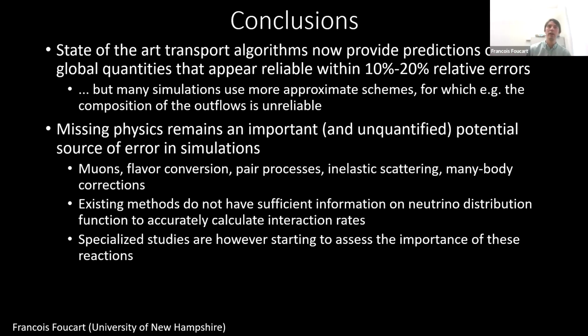And here I would include certainly muons, flavor conversions. I didn't talk much about pair processes, but pair annihilation in the polar region is also very inaccurately modeled at this point. Inelastic scattering, potentially many-body corrections in the calculation of the interaction rates. All of these could be important. And it's not just about adding these interaction rates in our tables, because for many of these processes, we do not have enough information in our current transport algorithm to actually calculate these interaction rates with high accuracy. And so that is a limiting factor at this point in our simulations.